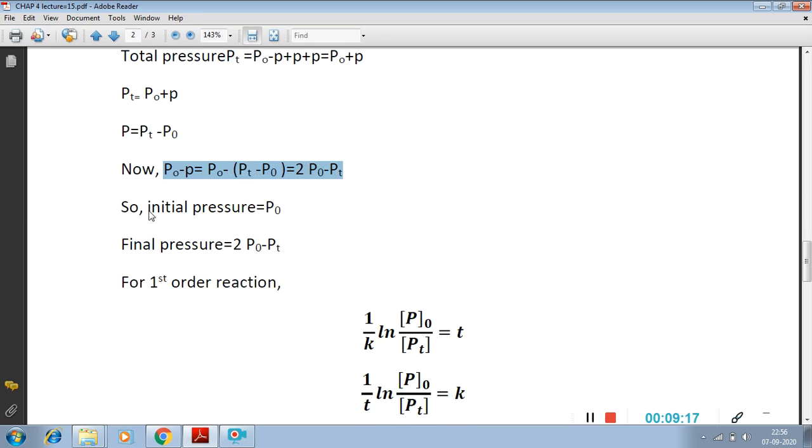Now the initial pressure, that is P0, the initial total pressure we found out, that is P0. The final pressure of reactant only, again the final pressure of reactant only, is given by 2P0 minus Pt, this value.